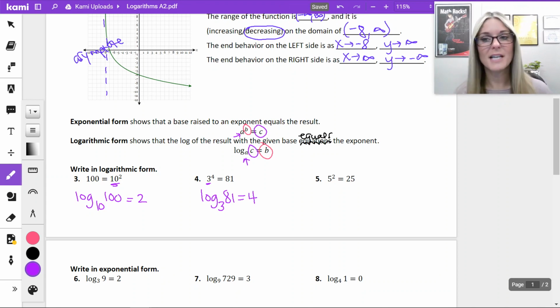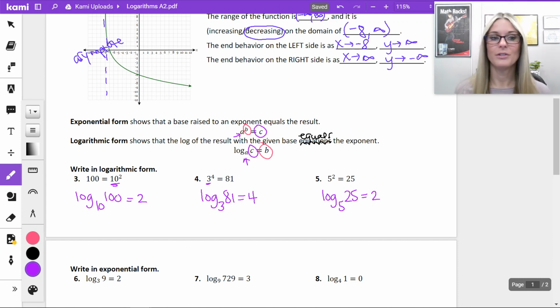Let me try one more time, see if you can see how this is coming together. Number 5, 5 squared equals 25. So log base 5 of 25 equals 2. So again, exponential form, logarithmic form, they are very much related. We will use them as inverse operations to help us solve.